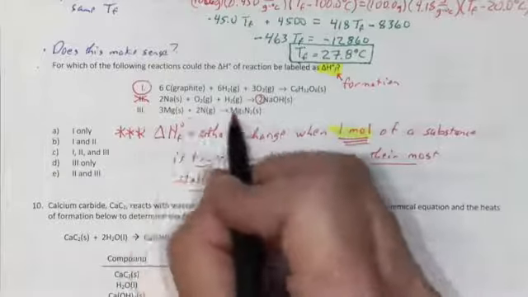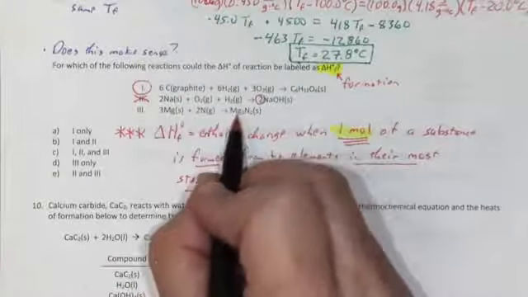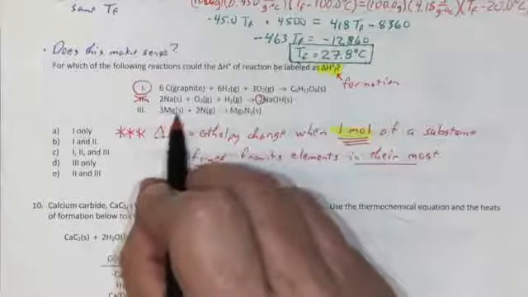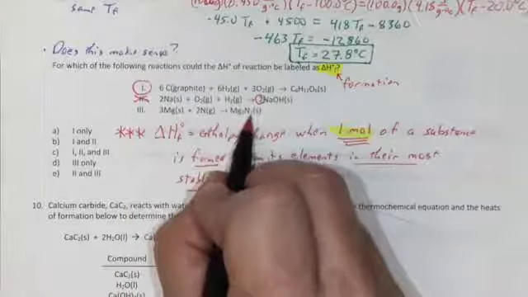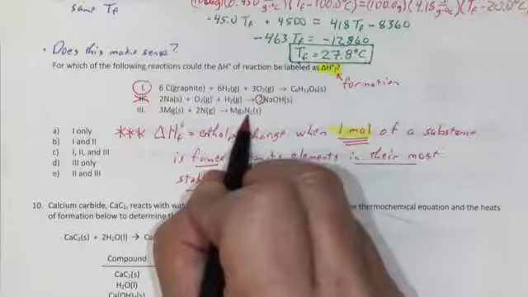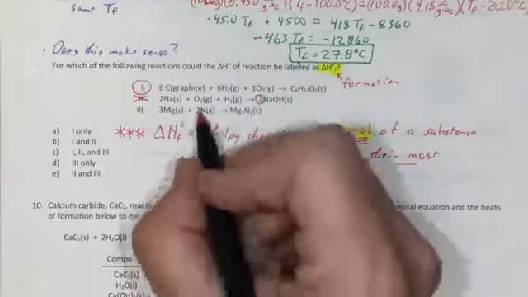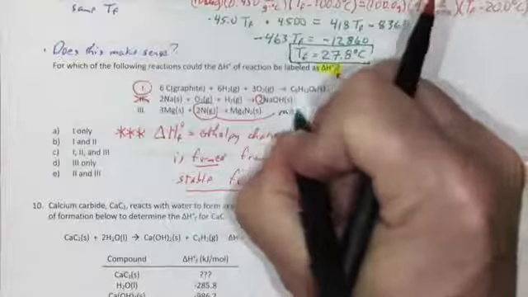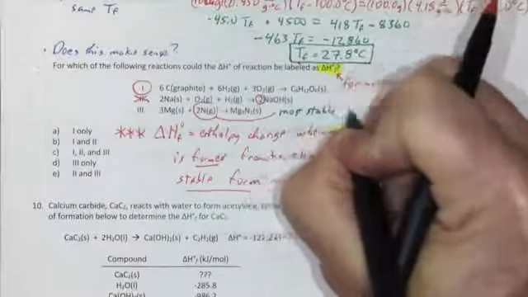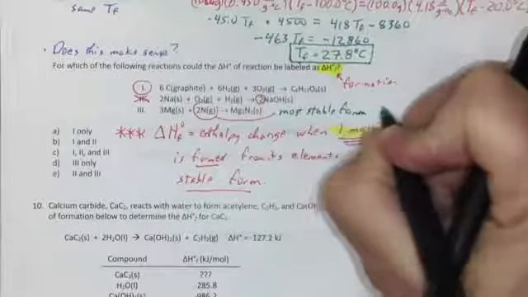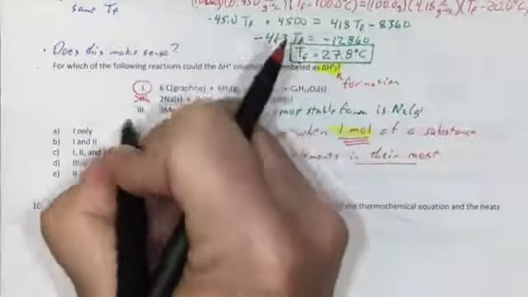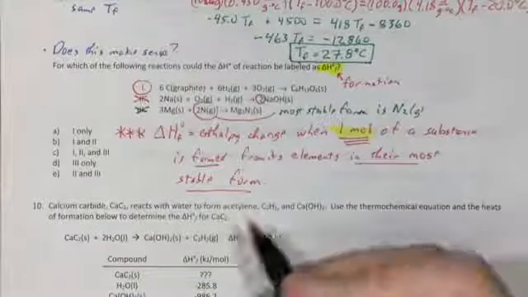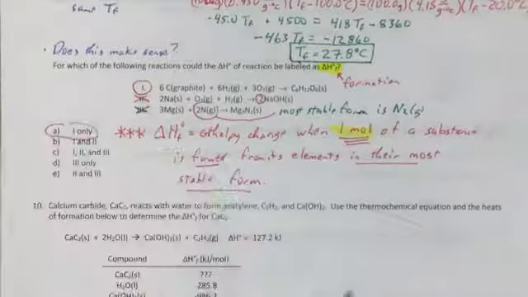Now look at Roman numeral 3. You're forming 1 mole. So as I look at magnesium, what is the most stable form of magnesium at room temperature and pressure? Well, it's magnesium solid. And so that's the most stable form of magnesium. What is the most stable form of nitrogen at room temperature and pressure? The most stable form of nitrogen is as N2 gas. So the problem with this is that the most stable form of nitrogen is N2. You need to know the most stable form of these substances. The most stable form of nitrogen is N2 gas, not N. And so it can't be Roman numeral 3, and so the correct answer is choice A, Roman numeral 1 only.